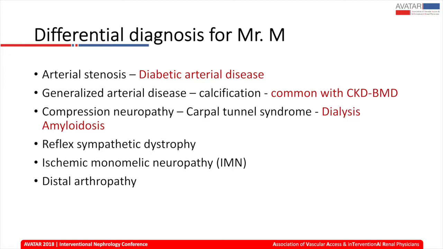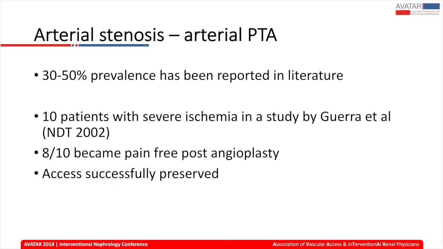Generalized arterial disease like calcification, again atherosclerosis, especially in settings in India where the patient may be underdialyzed and may have extensive calcification. Again, underdialysis can lead to amyloidosis, beta-2 microglobulin deposition leading to carpal tunnel syndrome and hand pain, and then reflex sympathetic dystrophy or ischemic monomelic neuropathy. So let's go over some of these differential diagnoses in the next few slides.